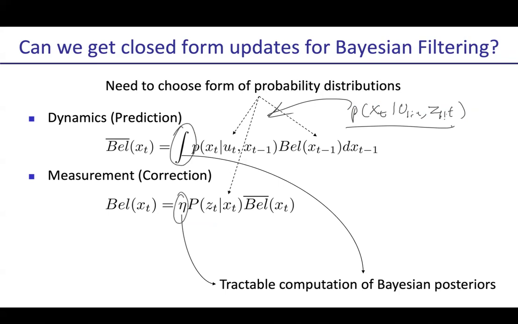We can't do it in the general case. You can't do it for an arbitrary probability distribution. But what Kalman and lots of folks tried to do is ask: can we choose a simpler probability distribution where it's tractable? And so let's talk a little bit about what system they chose, and then we can make it more complex.